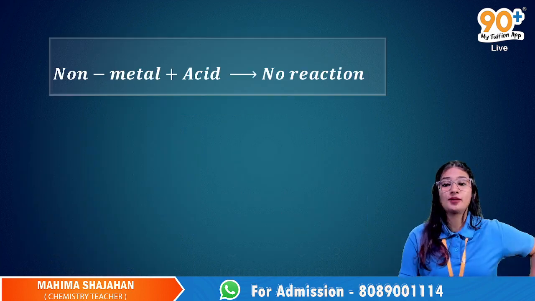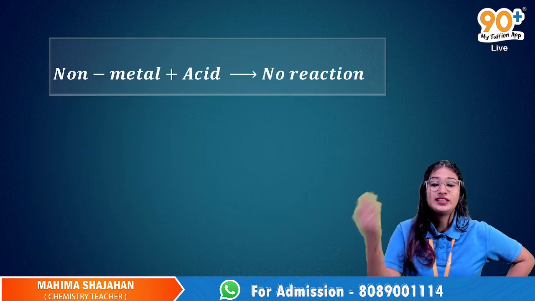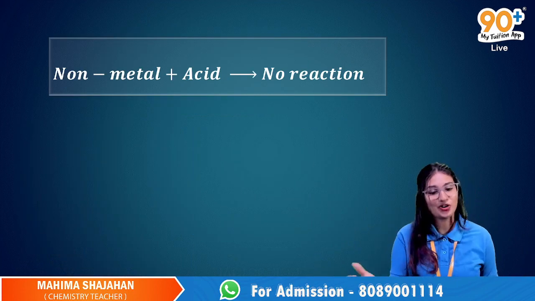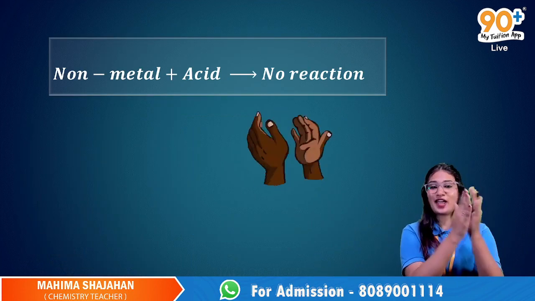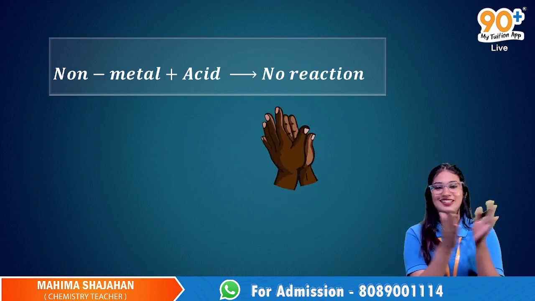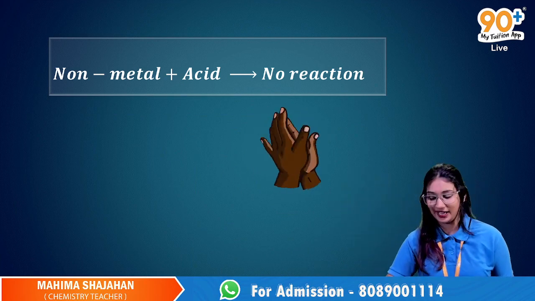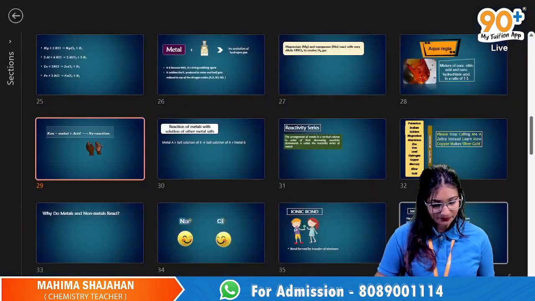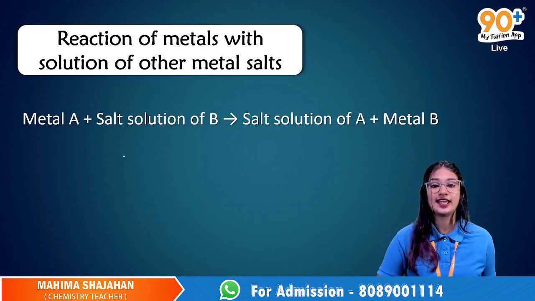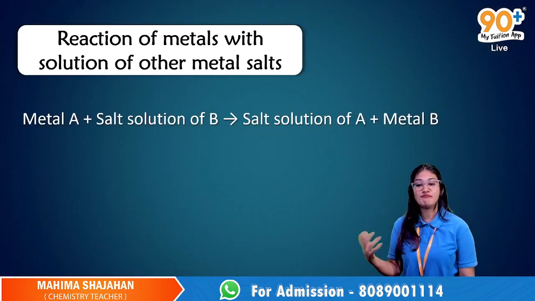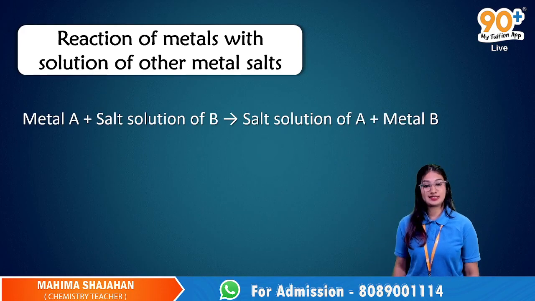Now, what about non-metals and their reaction with acid? Non-metals will not react with acid. Yay, you don't have to study any more reactions in this series. Non-metals will not react with what? Acid. That's it. Now, let's get to the next set, that is reaction of metals with other metal salts.